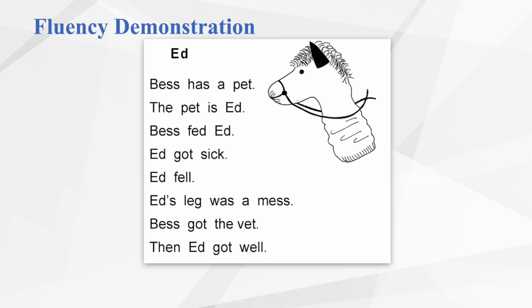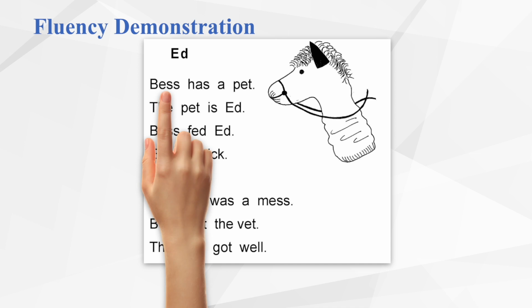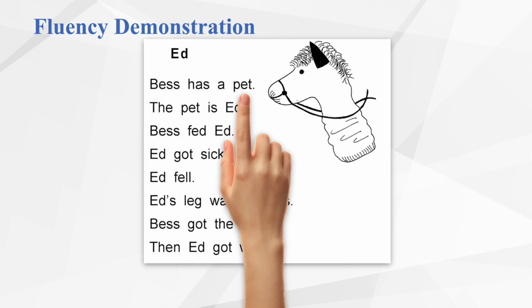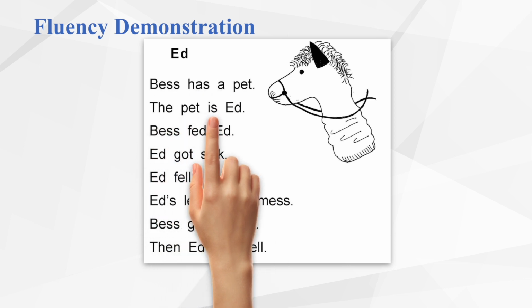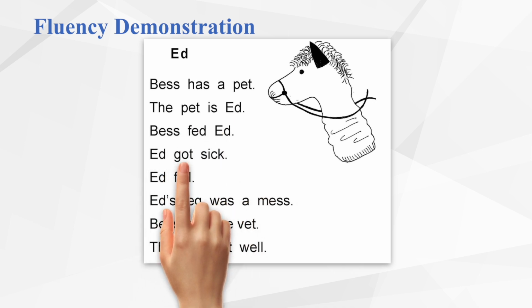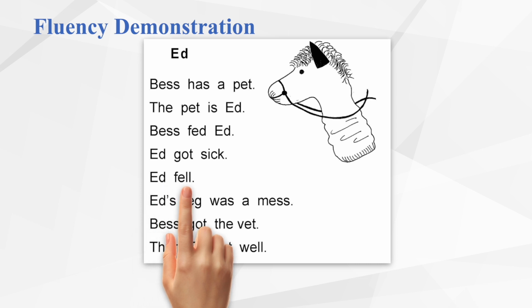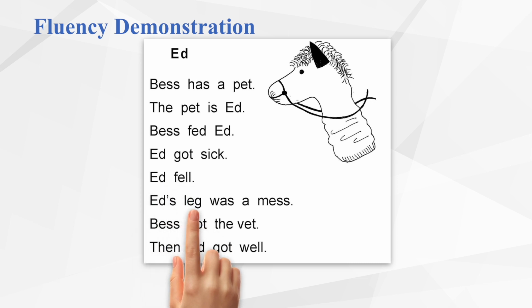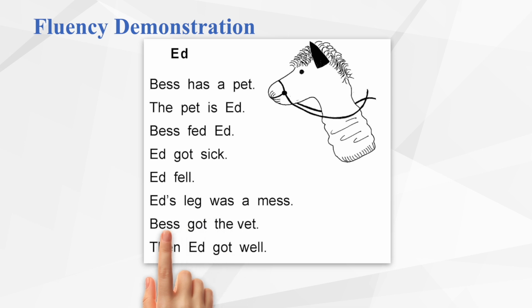Now I would like for you to do some choral reading with me. So let's go ahead and start just beneath the title, and let's read together, seeing if we can keep our voices together, reading with expression. Bess has a pet. The pet is Ed. Bess fed Ed. Ed got sick. Ed fell. Ed's leg was a mess. Bess got the vet. Then Ed got well.